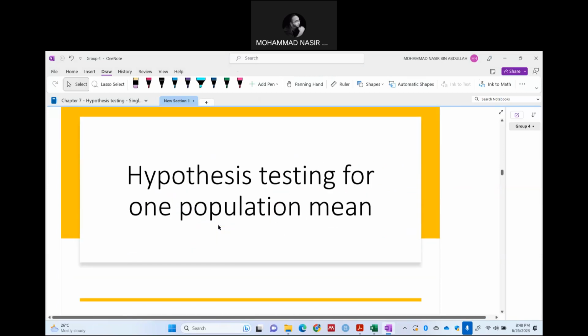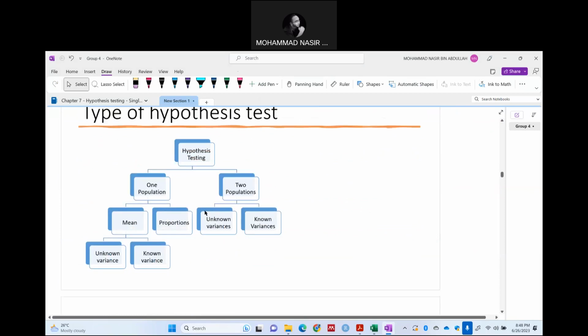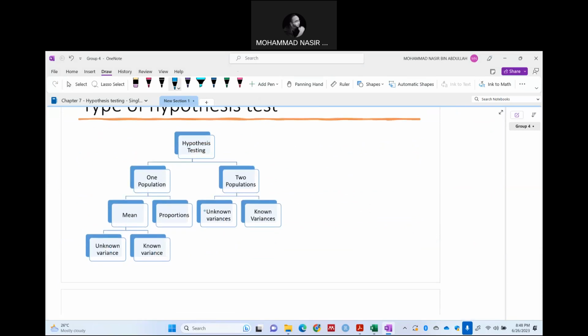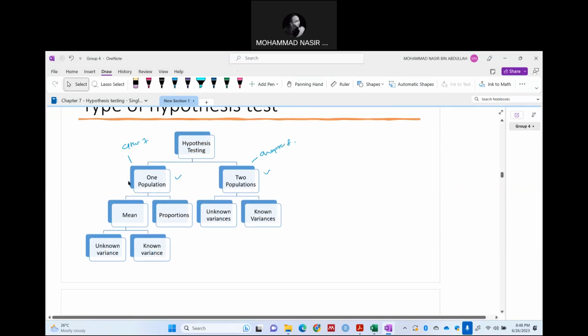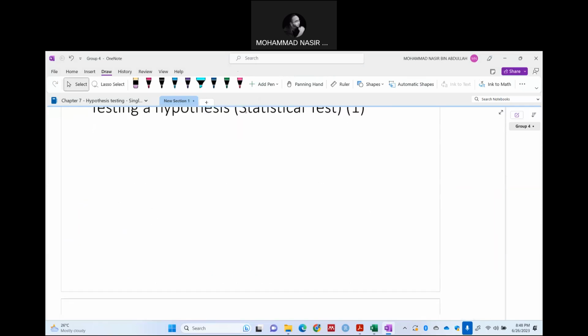Now let's look at the first part of chapter number 7, hypothesis testing for one population mean. We have several types of hypothesis testing: first, one population and two population. This is chapter 7, and this is chapter 8, which we're going to look at next week. For one population, we will look into two types of hypothesis testing: one about the mean, and another about the proportion. So now let's focus on this one.